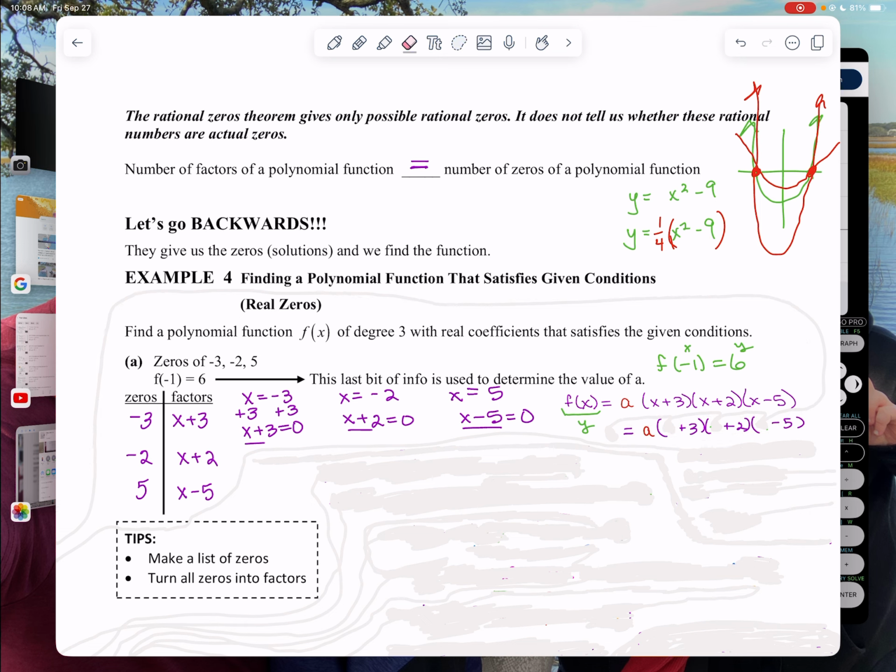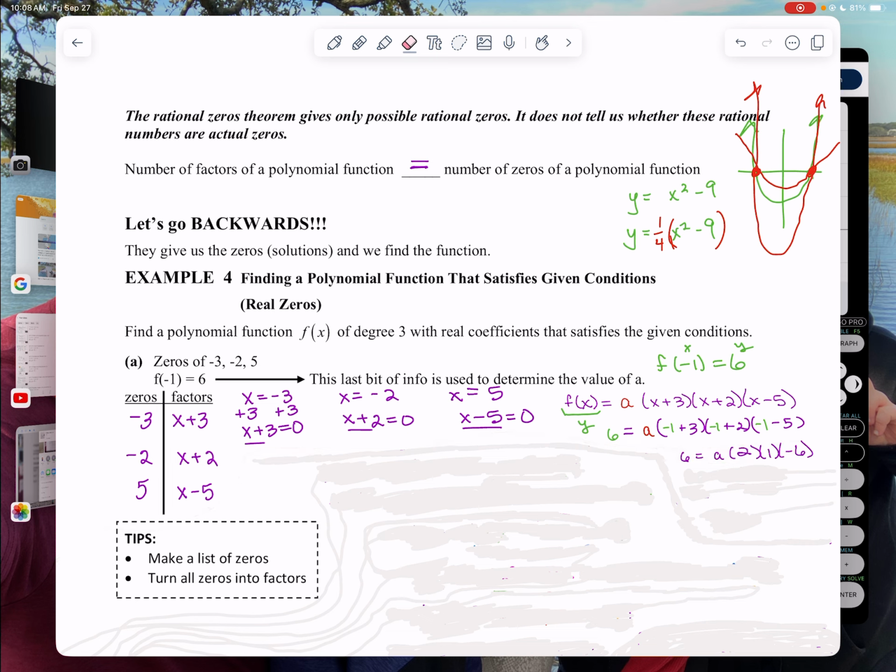Okay, so I've got my x's. So here's all my x's right there and right here and right here. There's my x's. And here's my y value right there. So let's plug those in. I'm plugging 6 in for where the y is, where f of x is. I plug in that -1 where my x's are. And notice all I have left, everything is numbers, except that a.